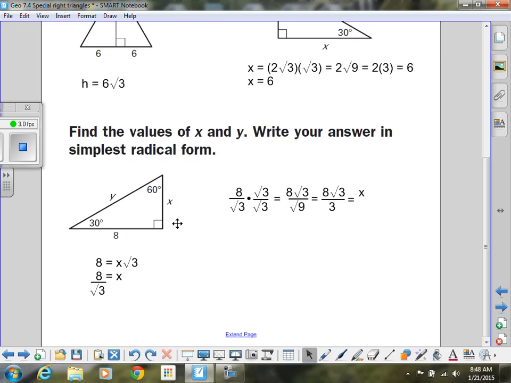Now I know what this shorter side is. The shorter side is 8 times the square root of 3 over 3. So remember, if I want the hypotenuse, I just take twice that. I double that. I multiply this by 2. So if I double the 8, 2 times 8 is simply 16. Everything else stays the same because when I double it, I'm just doubling the number in the numerator. So my hypotenuse is 16 times the square root of 3 over 3.